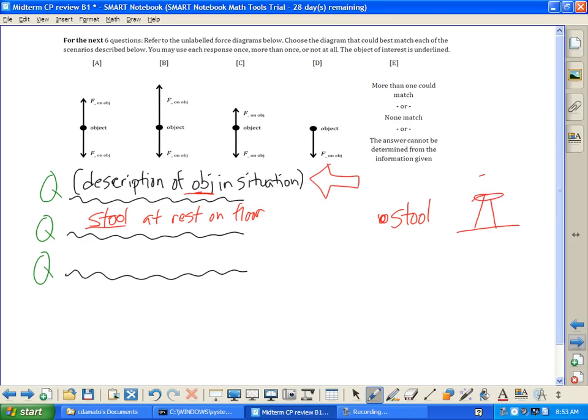Make a sketch. Boy, if you make a sketch, there's nothing you can get wrong. So we do have earth down. Anything else pushing or pulling on the stool? That's right. If that were the only force, the stool would be accelerating downward. Not. The floor is pushing up equally. So for this one, A would be the best choice.